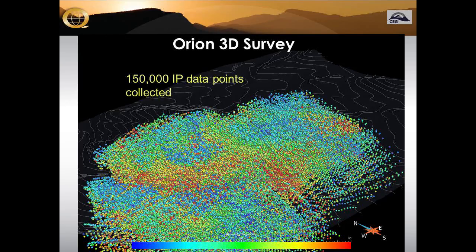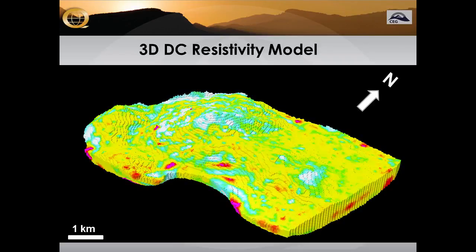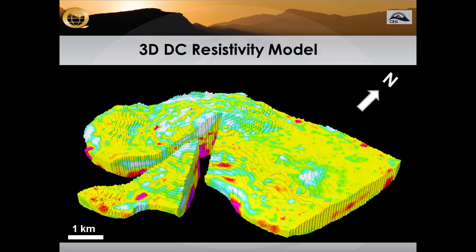This is the pseudo volume plot of the resistivity data and the chargeability data, and then 3D inversions of the data set. So in the center, under the mountain, you've got about a 1.1 kilometer depth of penetration with the DC and chargeability data, and on the edges closer to 500 meters. As you can see, you're mapping the concentric nature of the system here.